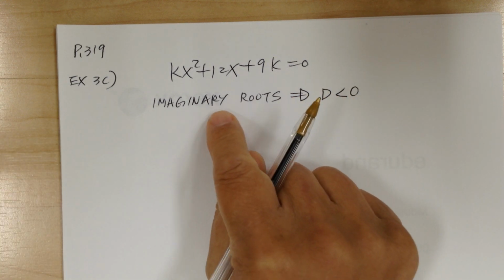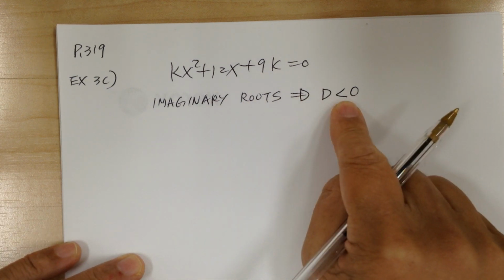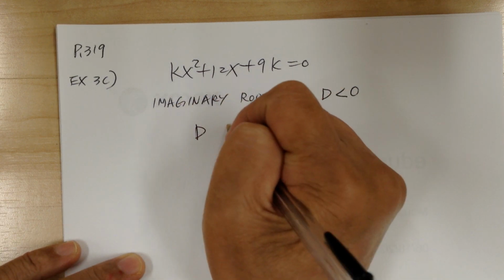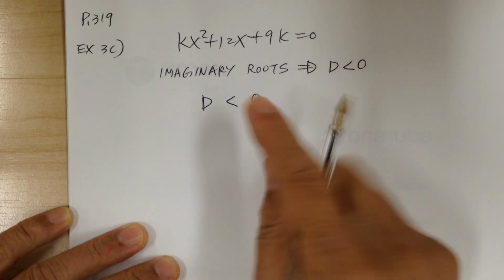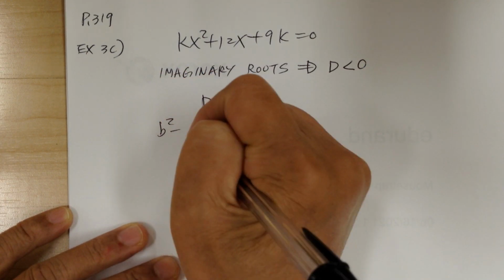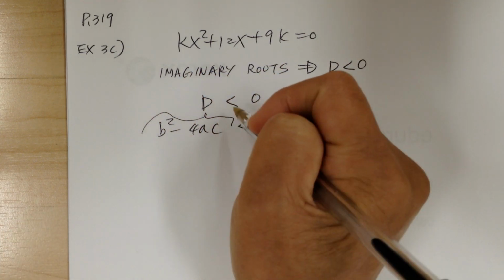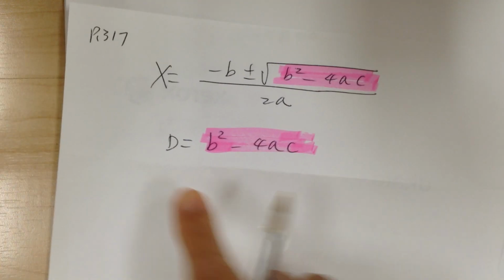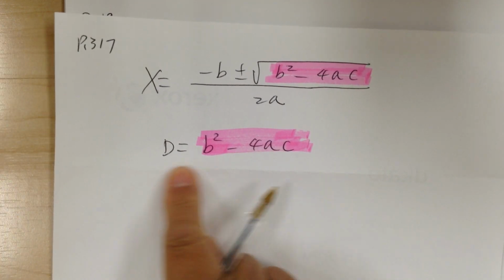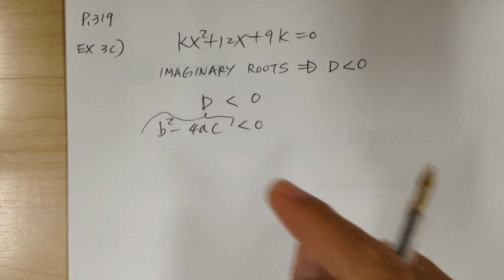So again, you have to understand what this is trying to tell you. To get imaginary roots, you need D to be less than 0. So start with D is less than 0, and then you have to substitute for D. D is b squared minus 4ac, from what we covered earlier. So you substitute that in here.